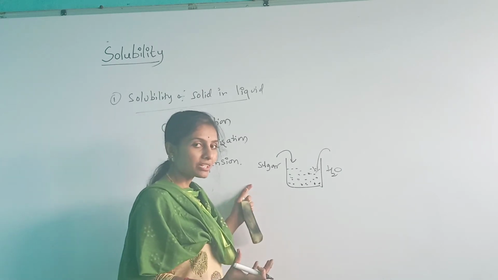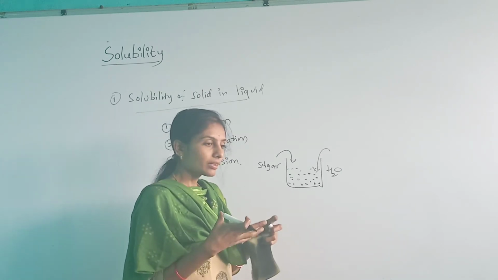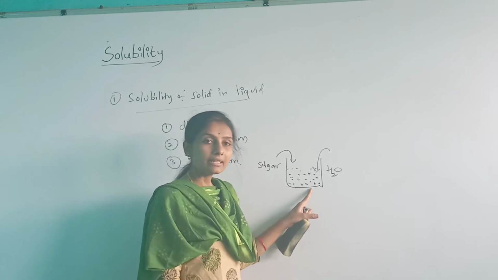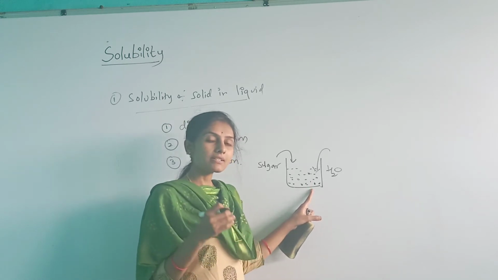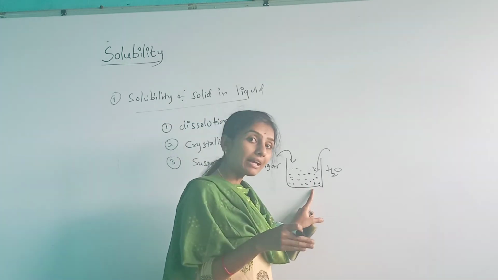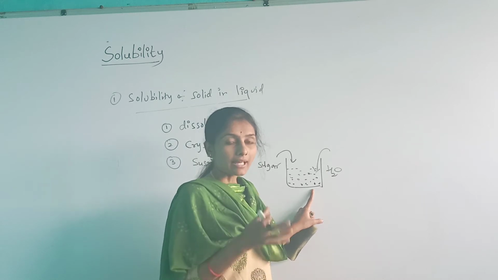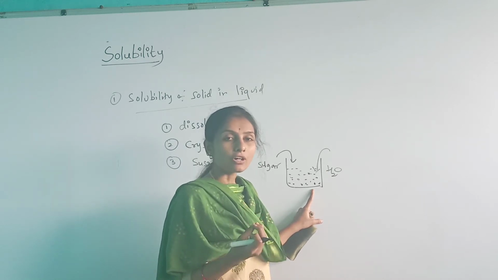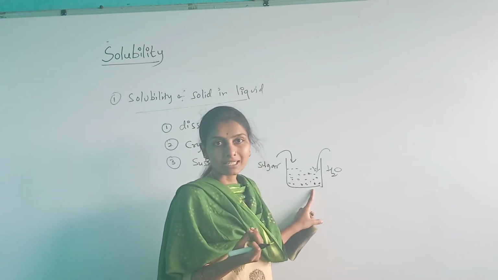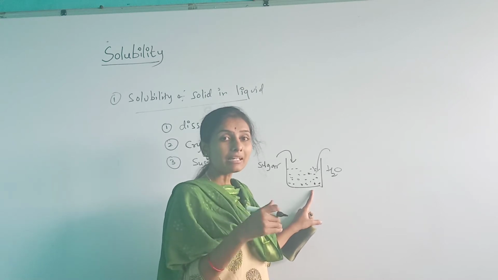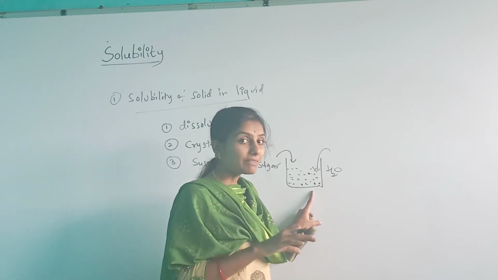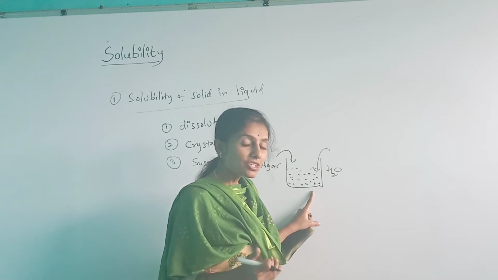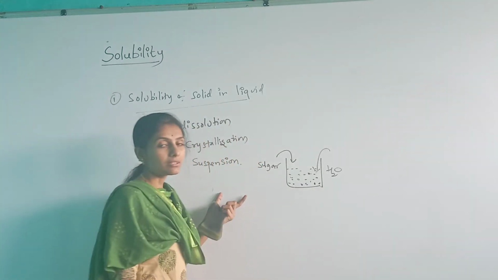Okay. Last thing is suspension. What is suspension? When the quantity of solute is more than the solvent, that will lead to formation of a precipitate. The solute particles will not dissolve. Such solutions are called what?